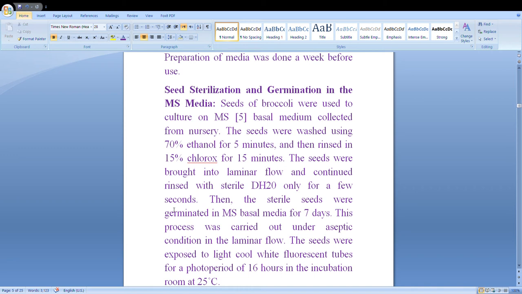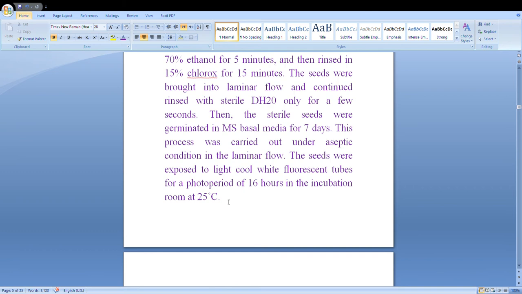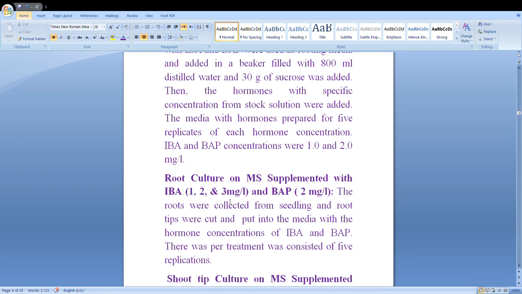The seeds were exposed to light, cool white fluorescent tubes, for a photoperiod of 16 hours in the incubation rooms at 25 degrees centigrade. This is actually a growing condition. Those who are working on this topic know about these conditions.